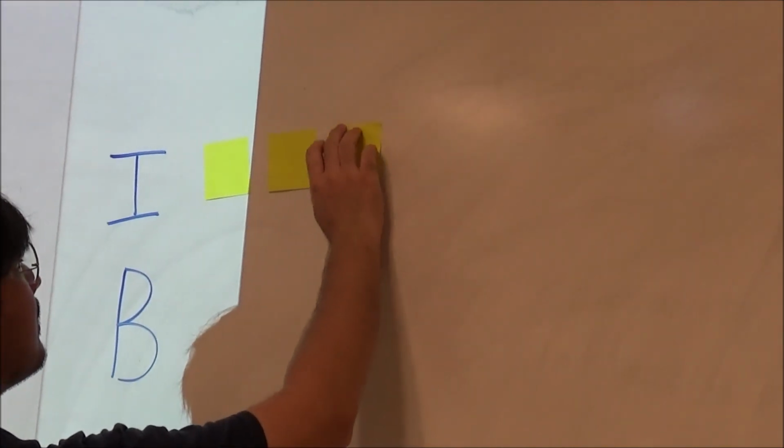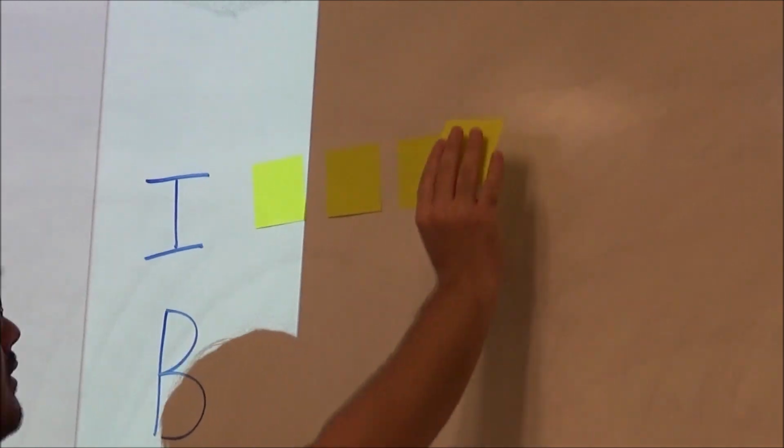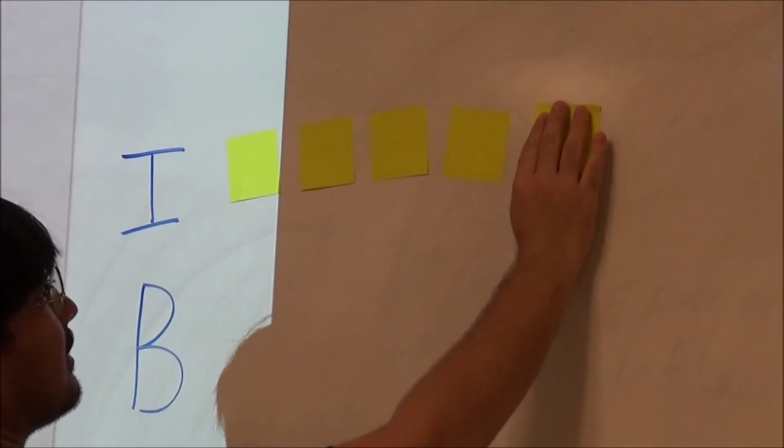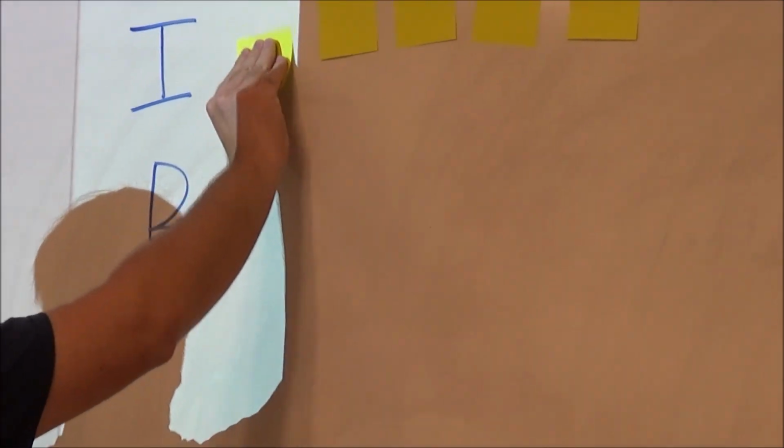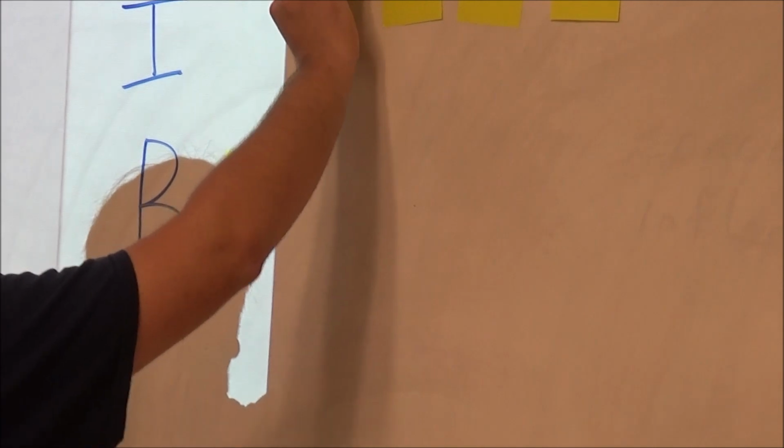1, 2, 3, 4, 5 squares. But he gives 2 to Ben, so we'll take these 2 and bring them down.